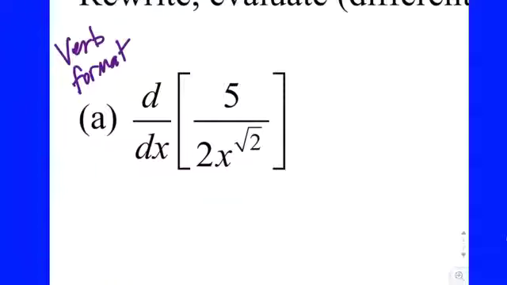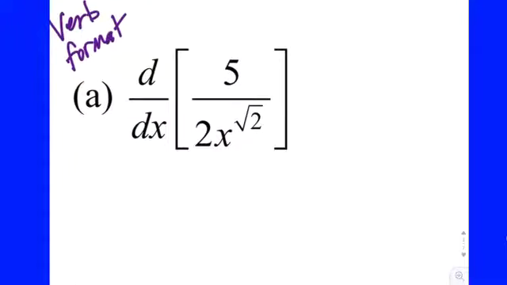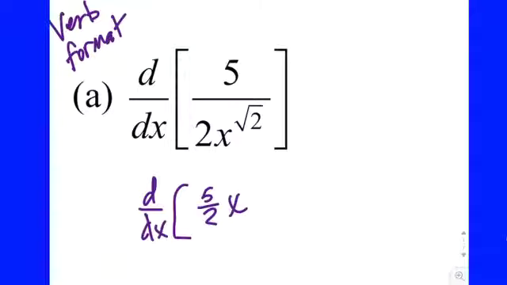Do I need to rewrite that? Yeah. Now, in verb form, when you rewrite it, since d/dx is already there, you have to keep bringing down the d/dx. So that's going to be 5 halves times x to the what power? Negative square root of 2. Great. And notice the d/dx is still there.